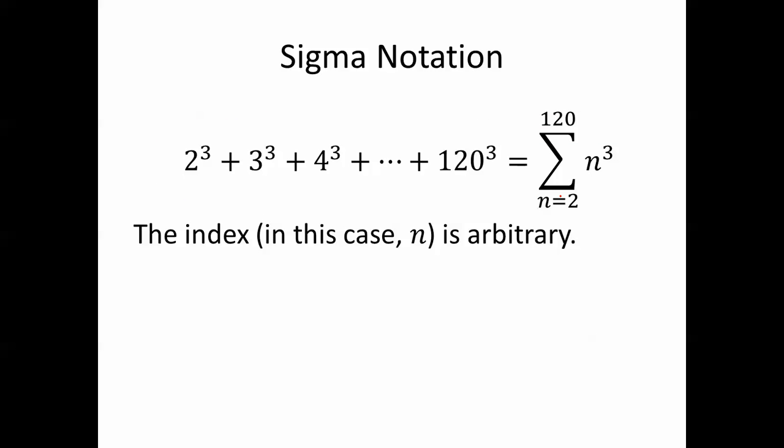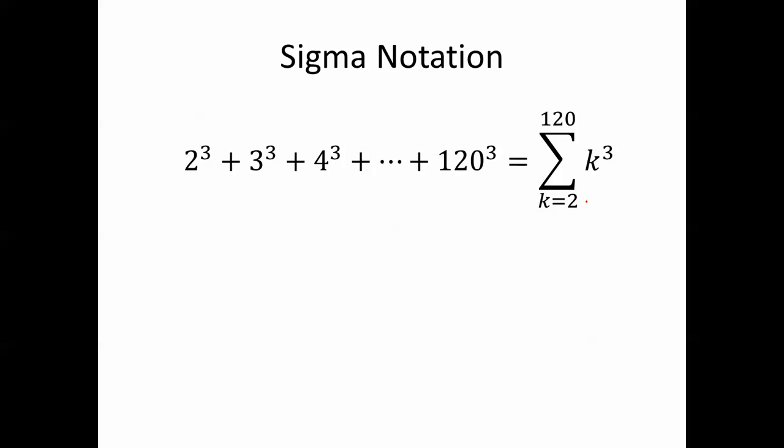How about 2 cubed plus 3 cubed plus 4 cubed plus and so on, plus 120 cubed? This is the sum as n goes from 2 to 120 of n cubed. Now the index, in this case n, is arbitrary. We could just as easily have written this as the sum as k goes from 2 to 120 of k cubed. Or we could have used i. It doesn't really matter.